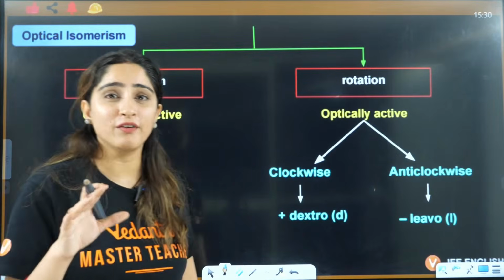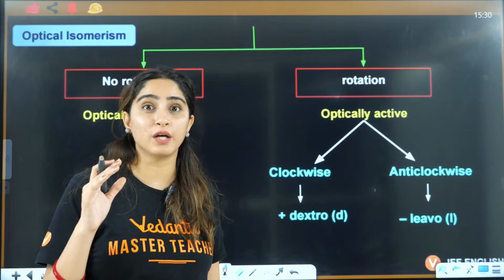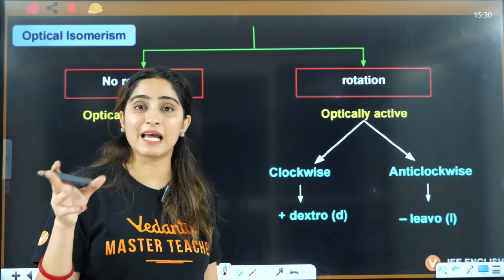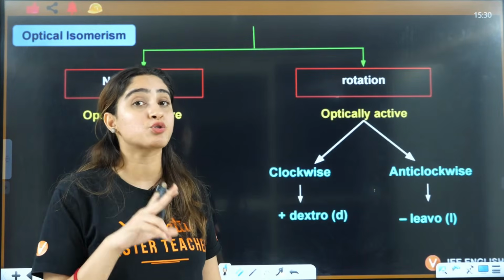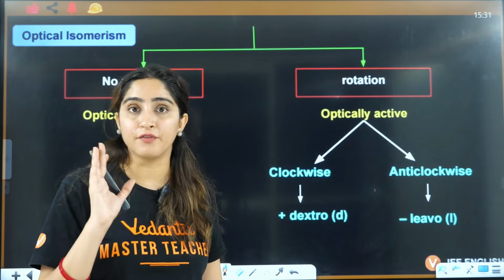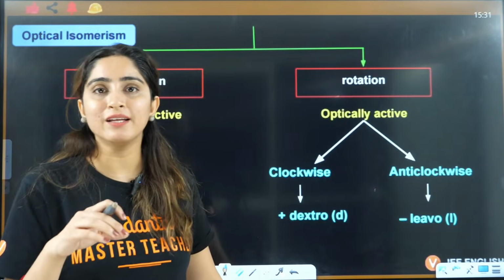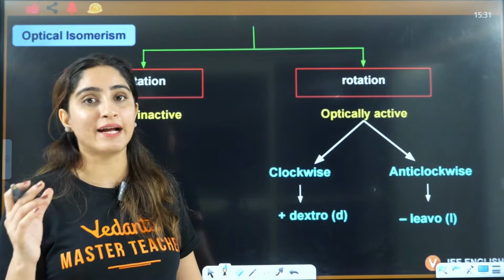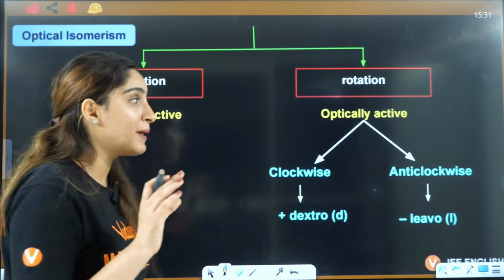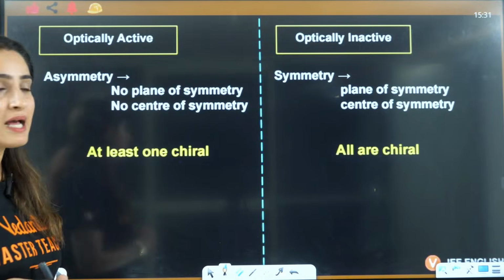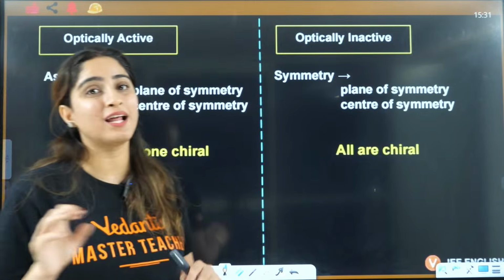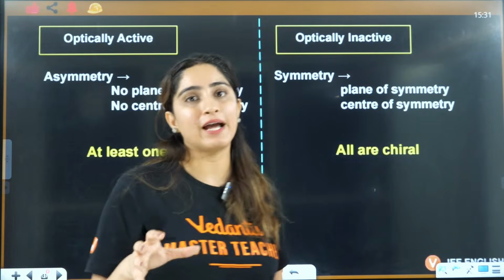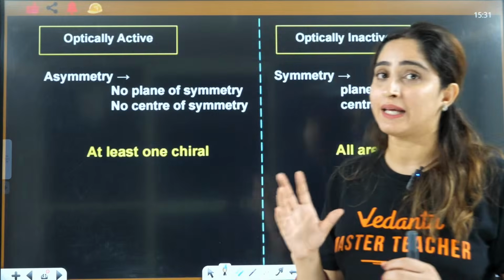But it's not like you will always take the compound, pass the unpolarized light through a prism and then through the compound, see where the rotation is, and then check whether it's optically active or inactive. If you want to solve it in theory, there are some points that the scientists have given us, right? Based on many experiments, the conclusion they have drawn is this: for an optically active compound, small d and small l we can't define, but we can define whether it's optically active or optically inactive.